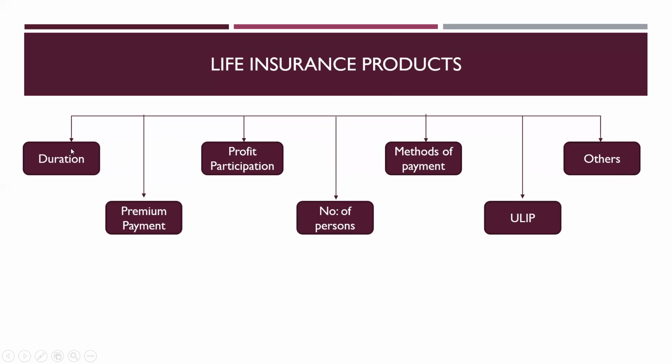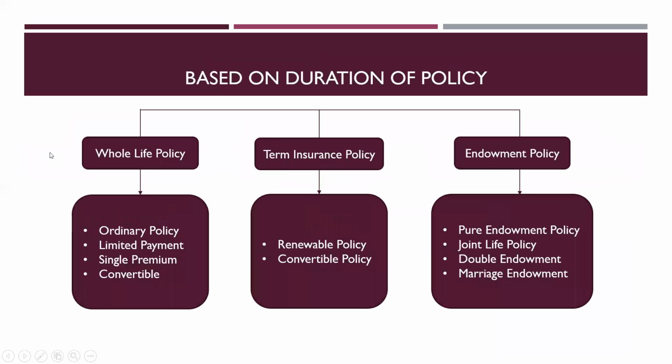First one is life insurance policies on the basis of duration. It has been mainly classified into three. There is whole life policy, there is term insurance policy, and there is endowment policy. So what do you mean by a whole life policy? Now, whole life, like the term denotes, is a policy which is taken for your entire life. You will be given the insurance amount once you have completed your life cycle and you have died. Only once the insured has died, the insurer will pay the amount. That is known as the whole life policy.